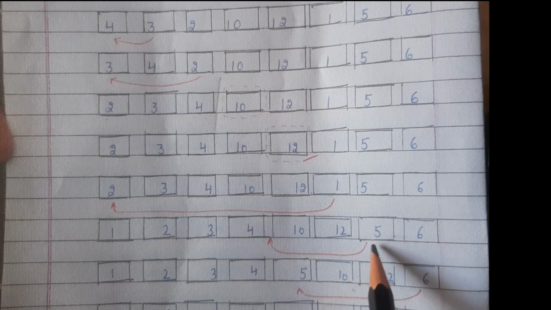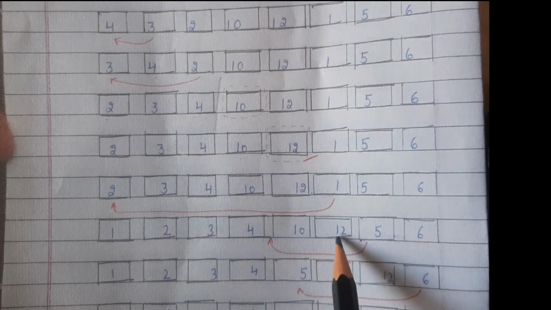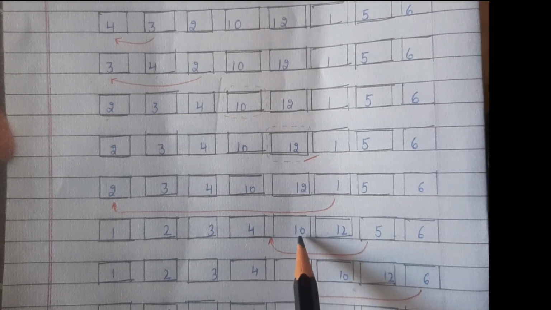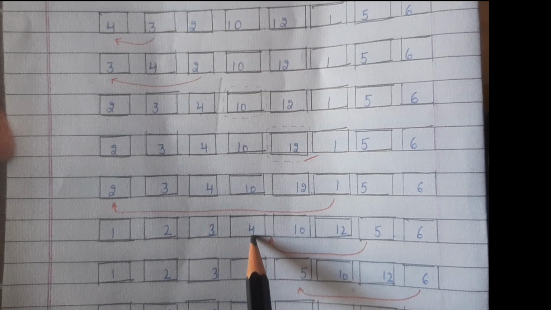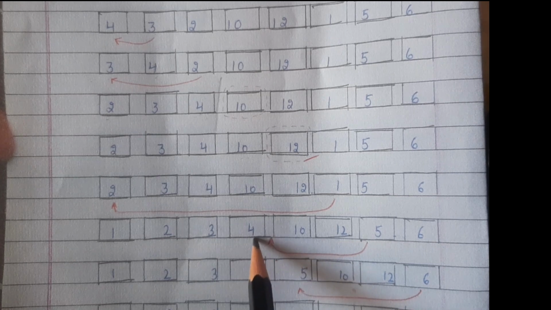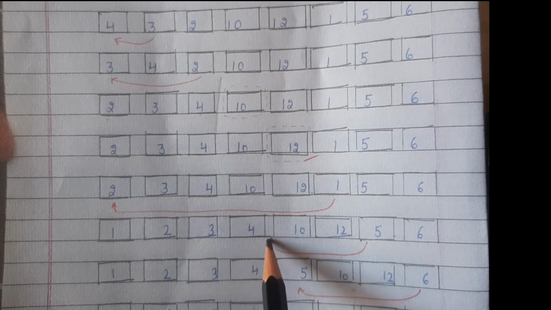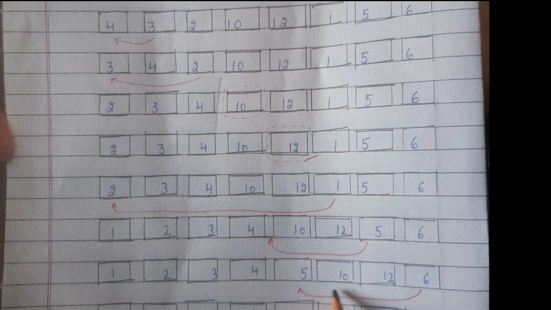After this, now 5 is compared with 12. So 5 is smaller than 12. Then 5 is compared with 10. 5 is also smaller than 10. So 5 is compared with 4. After this, no swapping is required, so we place 5 at this position.